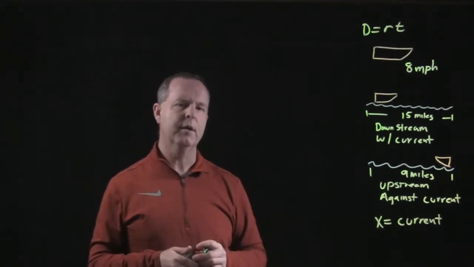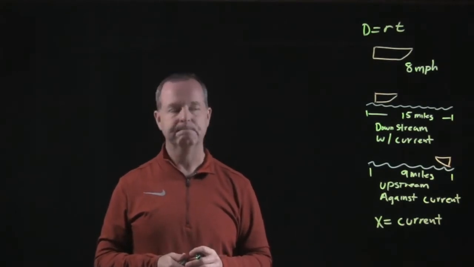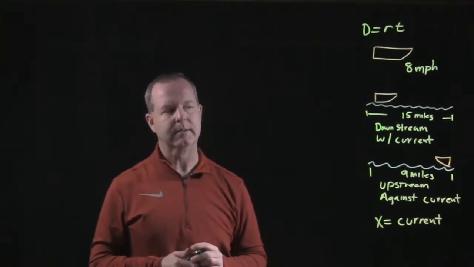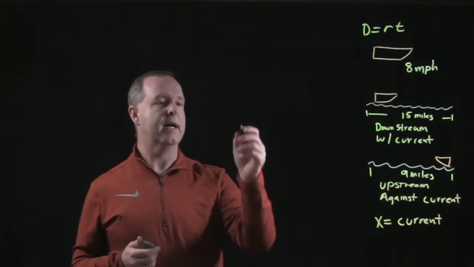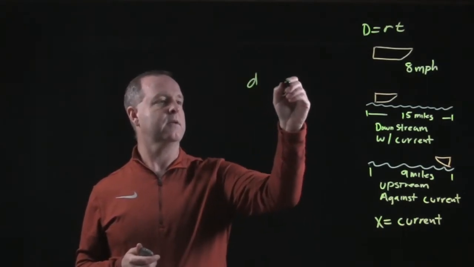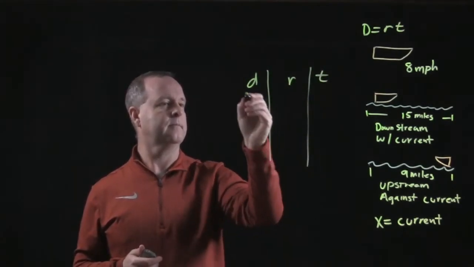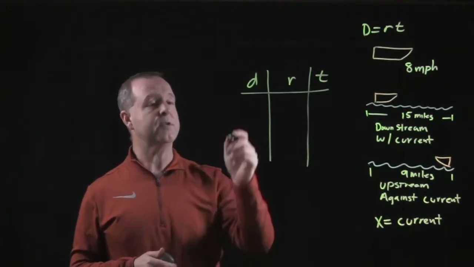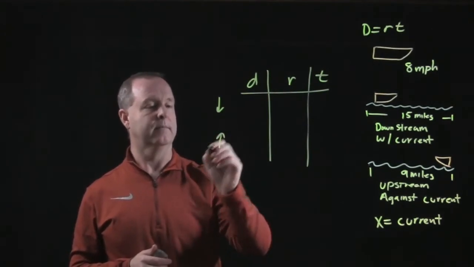So based on that, do I have enough information to proceed to try to figure out what to do? Well, I'm not sure yet, but I'm convinced it's a motion problem. So let's see if I can find out some of the information that we have. So let's set up a little bit of a table: distance, rate, and time. We have two situations. One, we're going to go downstream, and one, we're going to go upstream.